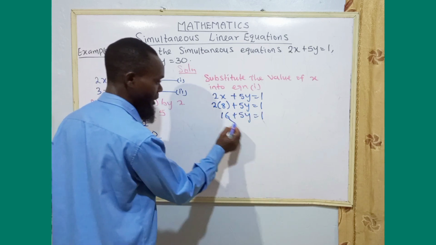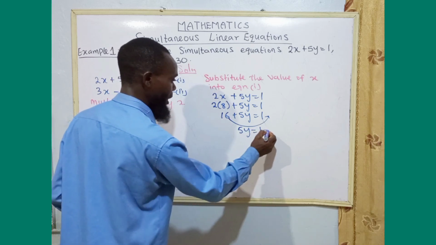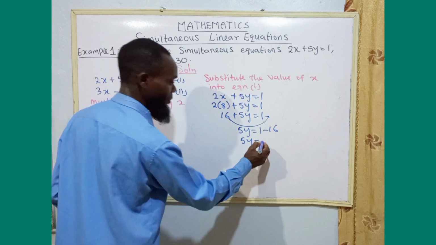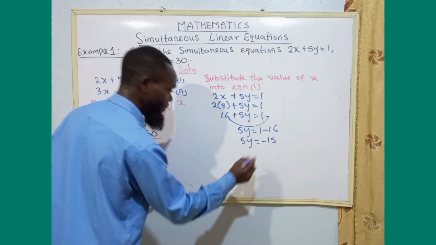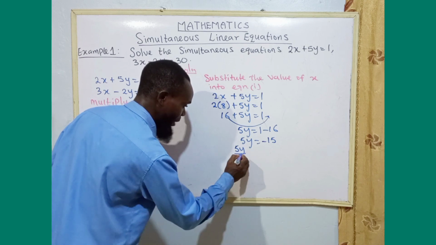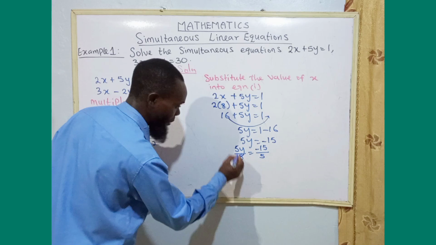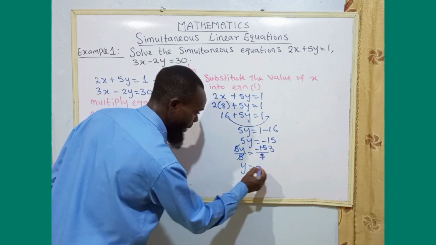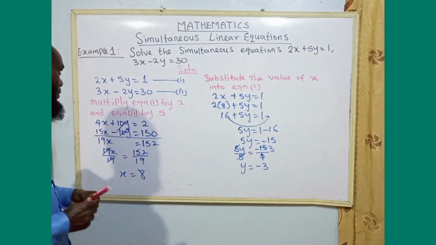So you have to collect like terms. So we have 5y is equal to 1 minus 16. So 5y is equal to minus 15. So we divide both sides by 5 to get our y. So 5y divided by 5 is equal to minus 15 divided by 5. 5 cancels 5, y equals, 5 here and 5 here, 3. So we have minus 3. So we've gotten the value of y to be minus 3.